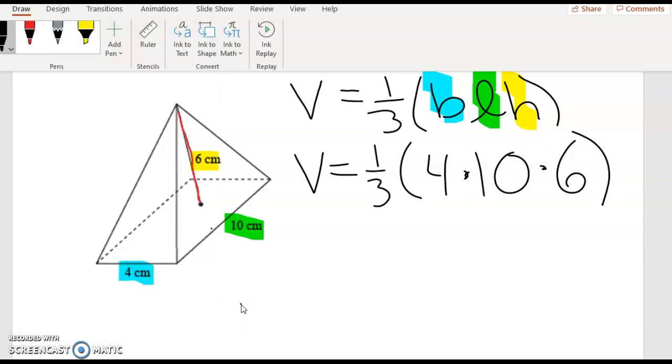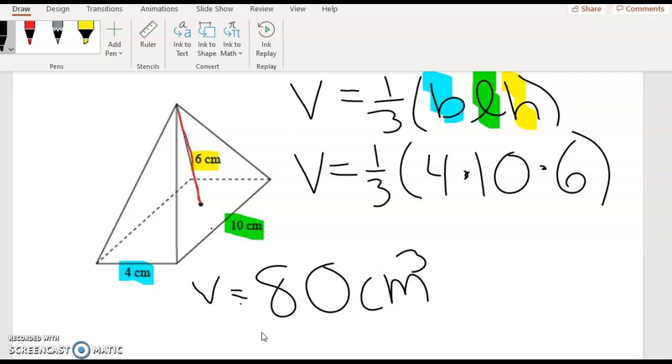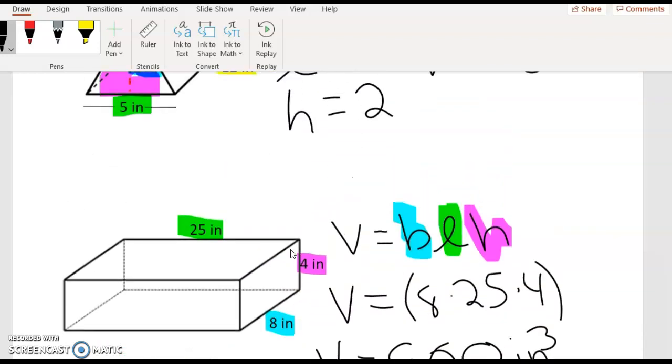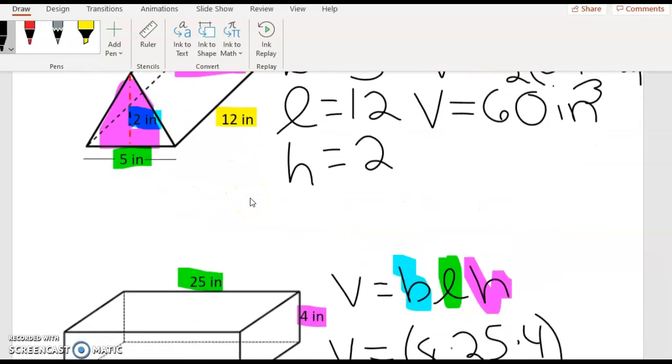All right, so let's come back over here. So our volume is going to equal 80 centimeters cubed. And that, ladies and gentlemen, is how we work on plugging and chugging in these formulas. This is how we find the volume of each of these 3 different shapes.